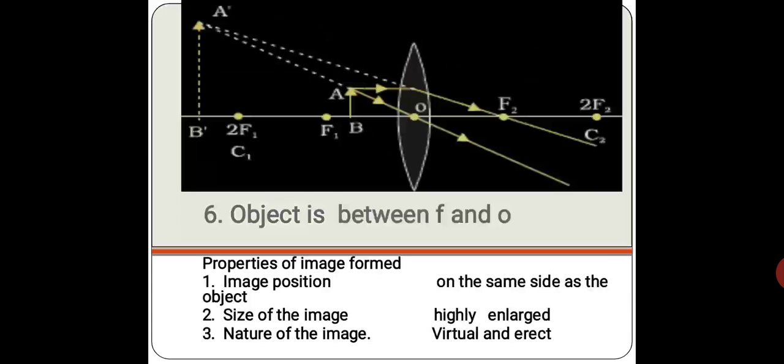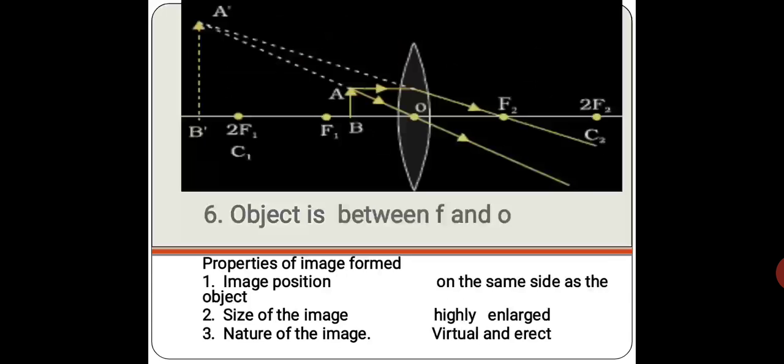The last position of the object is between F and O, that is between the principal focus and the optical center of the lens. So if the object is brought very close to the convex lens, what would happen and where would you get the image? So let us consider the same two rays, one ray parallel to the principal axis passing through the focus, another ray passing through the optical center.